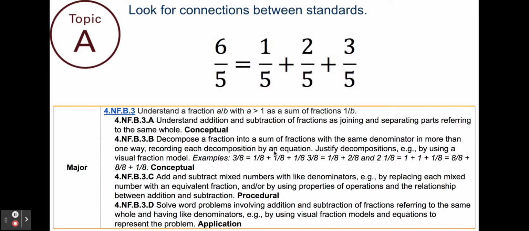Try to find connections between the standards. So although in our pacing guide, we assign a specific day to a specific standard, that doesn't mean that other standards can't be reinforced as well. Up here, this equation represents fraction addition, B3A. It also represents fraction decomposition, B3B. Find ways to make connections.